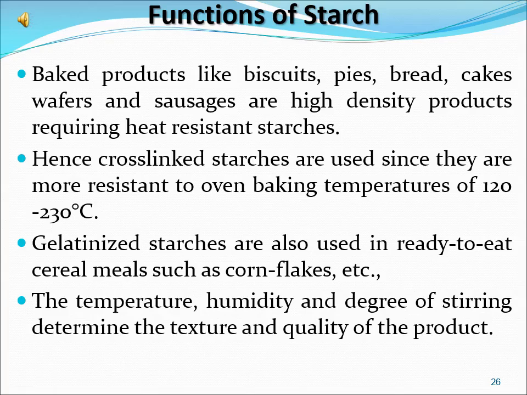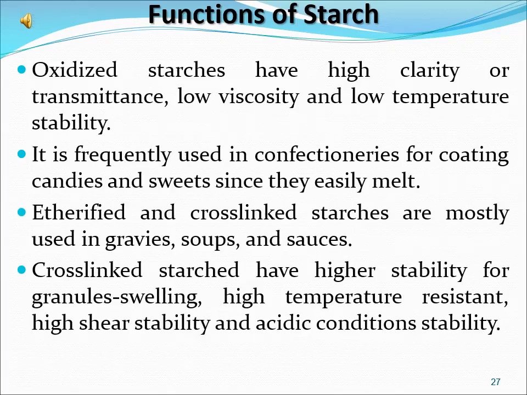Gelatinized starches are also used in ready-to-eat cereal meals such as corn flakes. The temperature, humidity and degree of stirring determine the texture and quality of the product. Confectionery, for example candy, sweets and sweetmeat. Oxidized starches have high clarity of transmittance, low viscosity and low temperature stability. They are frequently used in confectioneries for coating candies and sweets since they easily melt.